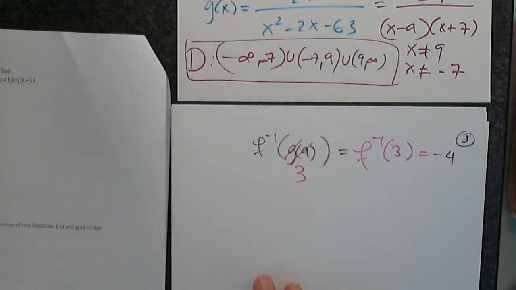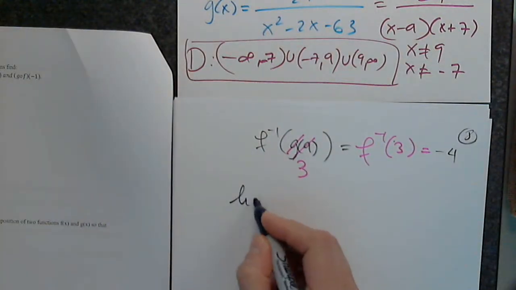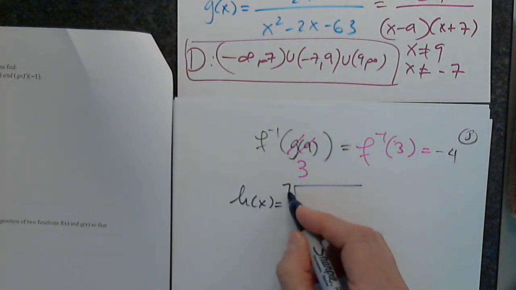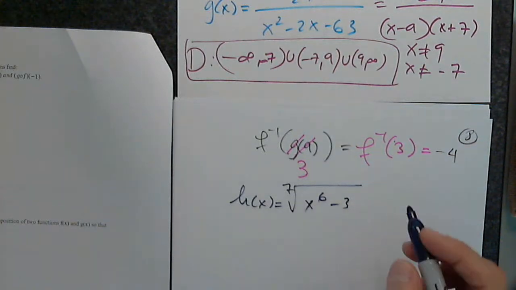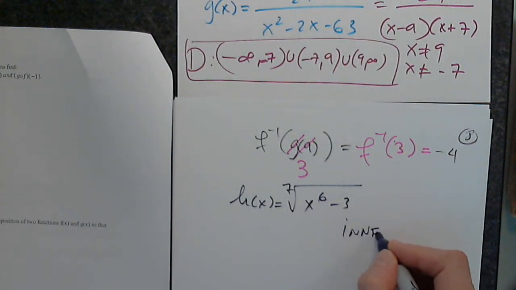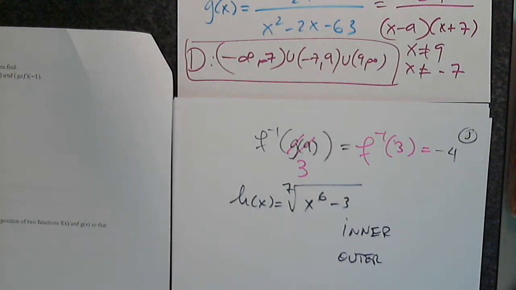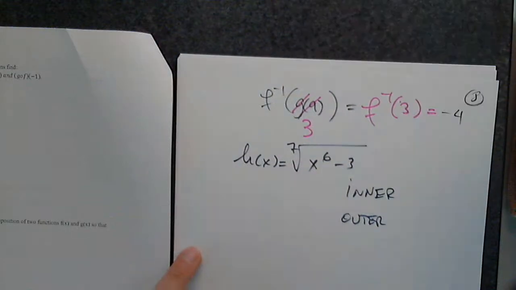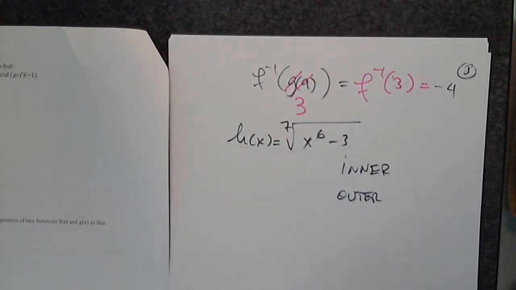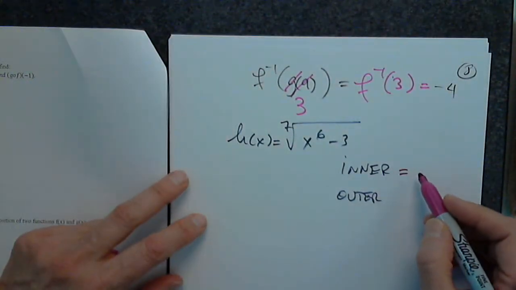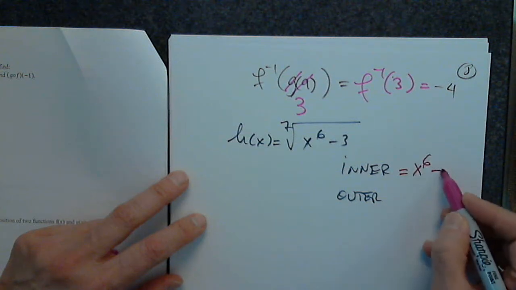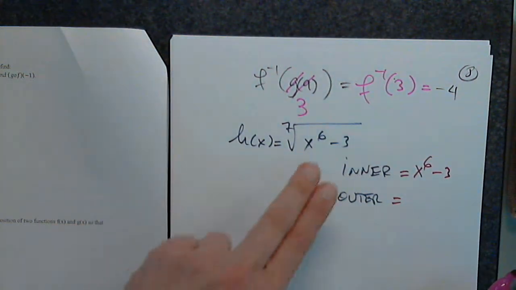Yes. So we have h of x, the 7th root of x to the 6 minus 3, and I want an inner and an outer. Can anyone give us an inner and an outer? Which one is the inner? Very good, awesome. What is the outer?